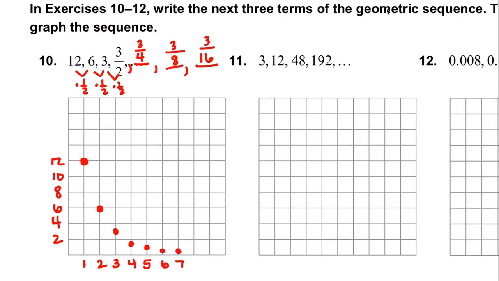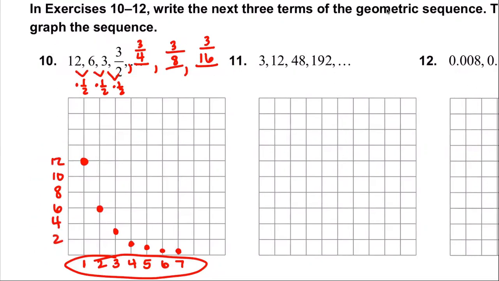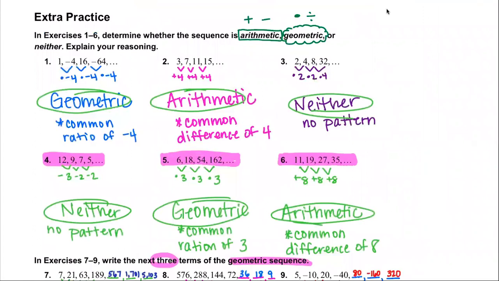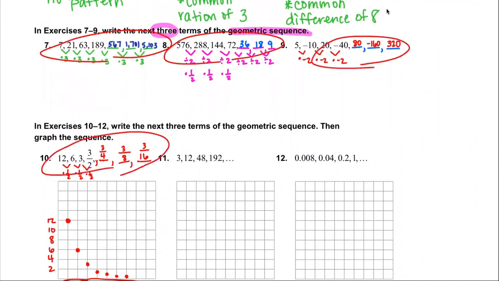Okay, so what they want you to do is this is the number of what term they are. 1, 2, 3, 4, 5, 6, 7. Okay, and then over here, this is the actual number in the sequence. Okay, so see what you can do with that. Like I said, my biggest concern are these 2 things. Can you tell it's geometric? And can you find the next 3 terms? If the graphing's a little funky, it's okay. Just give it your best shot. But I'm more concerned about, can you get the next 3 terms of the sequence?